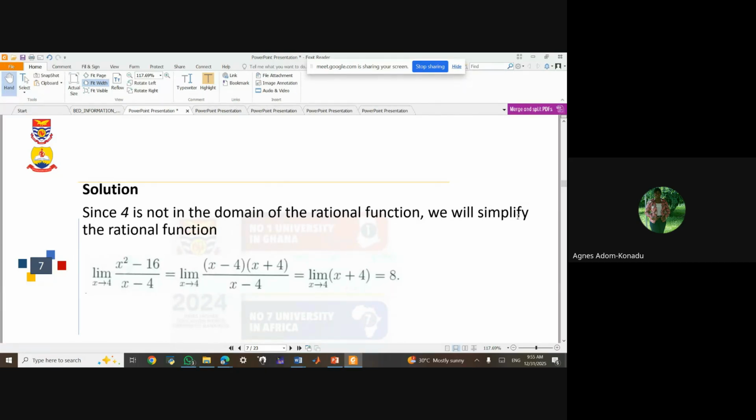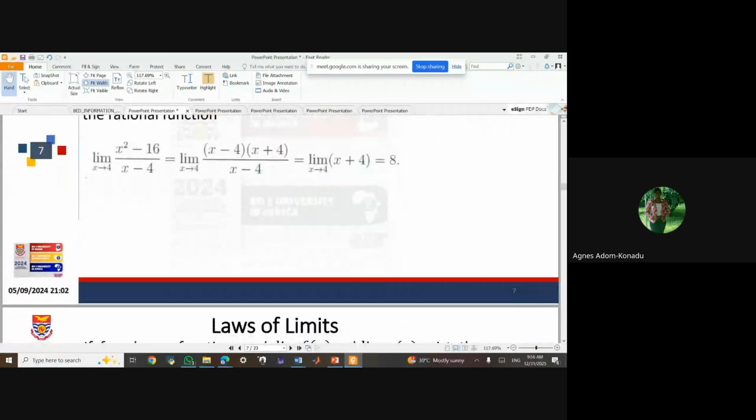So you have the limit as x approaches 4 of x squared minus 16 over x minus 4. And as you said, it is x minus 4, x plus 4 over x minus 4. So x minus 4 will cancel x minus 4. Then I'll be left with the limit as x approaches 4 of x plus 4. And now I have a linear function, a polynomial function. So I'll substitute the 4, and this will give me 8. Are you okay?